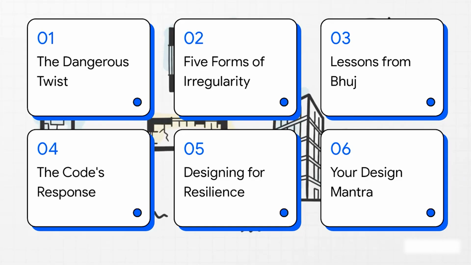So, here's how we're going to break it down. First, we'll get to the bottom of what causes this dangerous twist. Then, we'll look at the 5 main ways buildings get it wrong. We'll see some tragic, real-world examples from a major earthquake, check out how the building codes are fighting back, and then wrap up with the best practices you need to know to design safer buildings. All right, let's get into it.